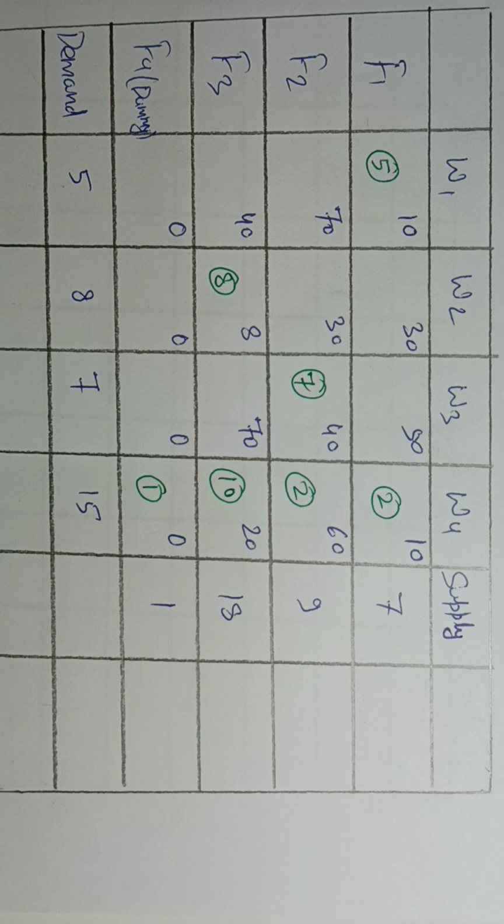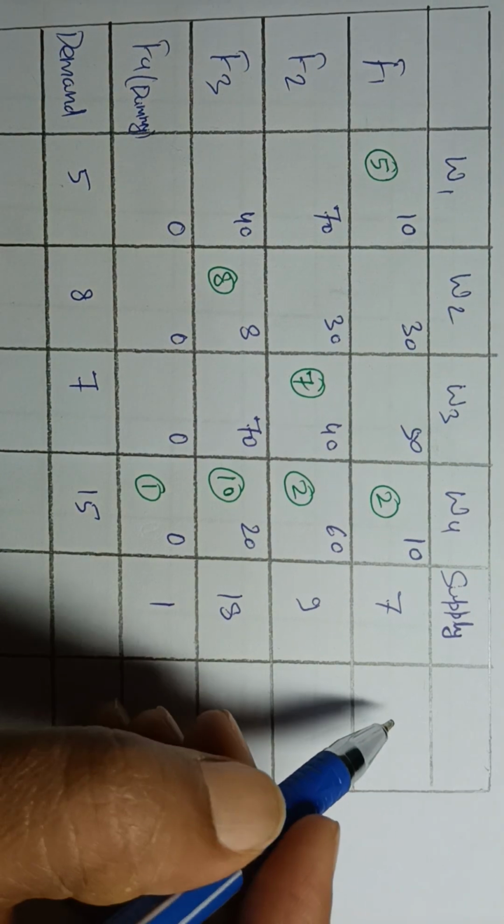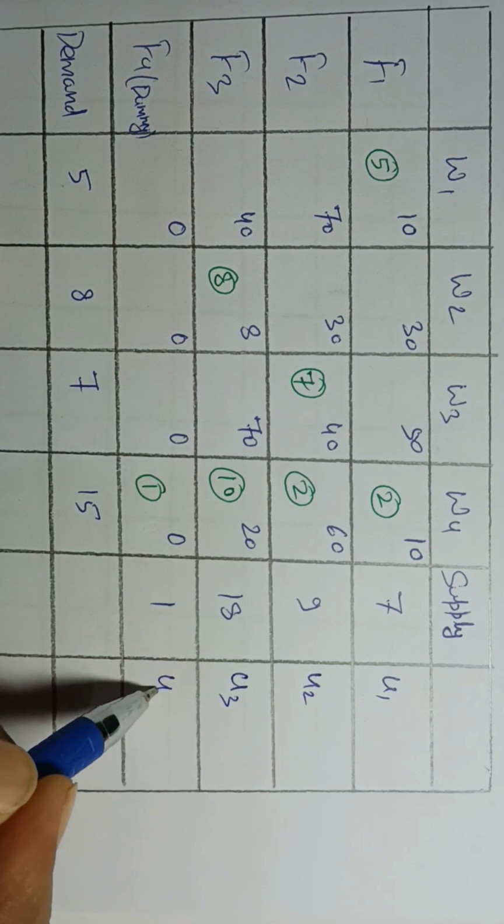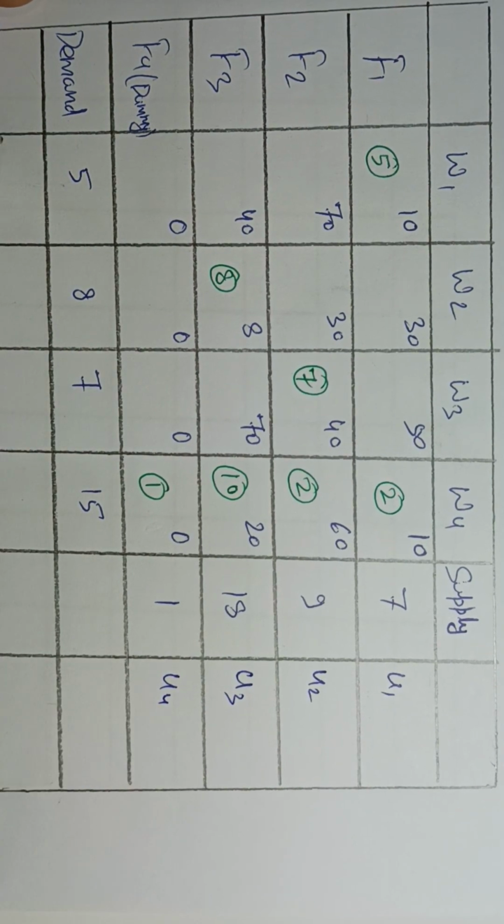So like this we got the fresh allocation, and here we will again go for calculation of row numbers and column numbers, and then we will go for calculation of opportunity cost for each unoccupied cell. Here we will take u1, u2, u3, u4, then v1, v2, v3, v4.